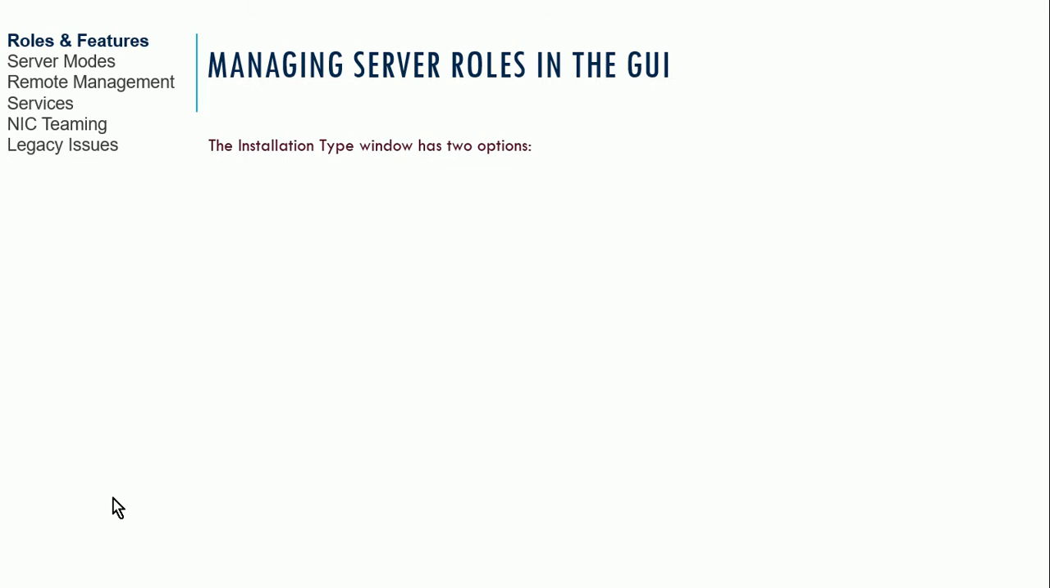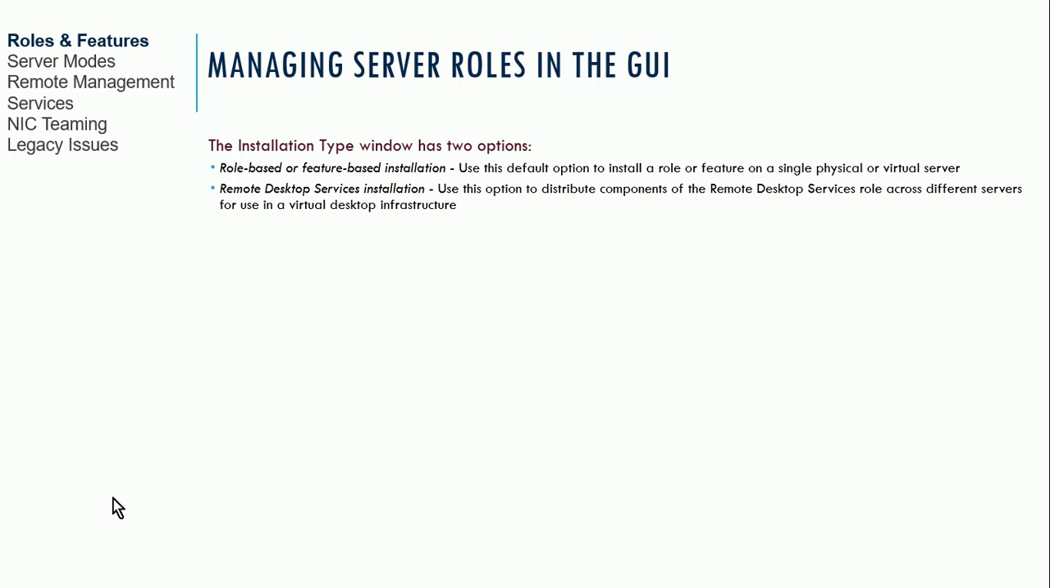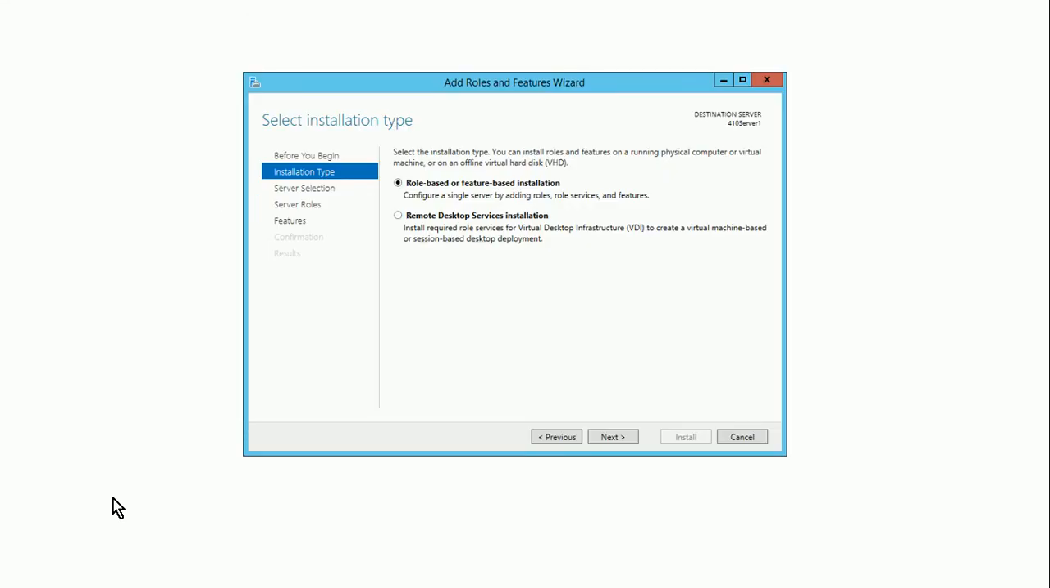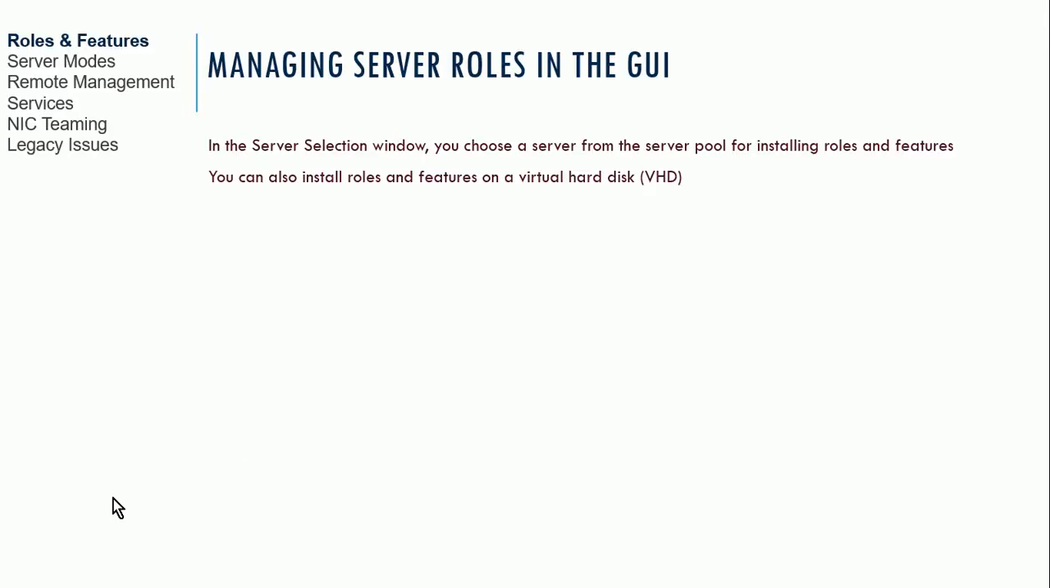So the installation type window has two options. You'll have an option for role-based or feature-based installation, and then remote desktop services installation. So you'll use the first one for the majority of the roles and features that we install. The second option is only for remote desktop services. So you're going to use that to distribute components of remote desktop services across different servers in a virtual desktop infrastructure. We'll talk a little bit more about virtual desktops later on. So typically you'll select that first radio button that you see on the screen that says role-based or feature-based installation. Once you do that, you'll be able to start setting up the features and roles, and you'll see those listed.